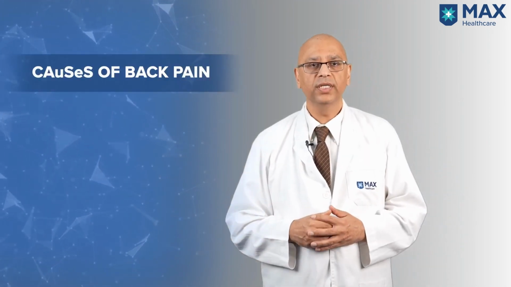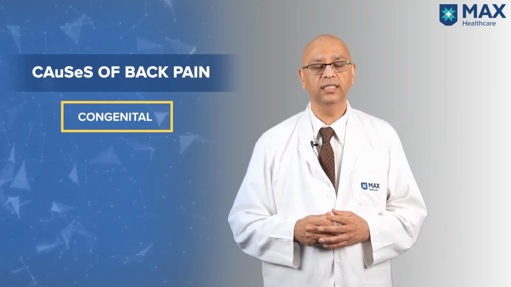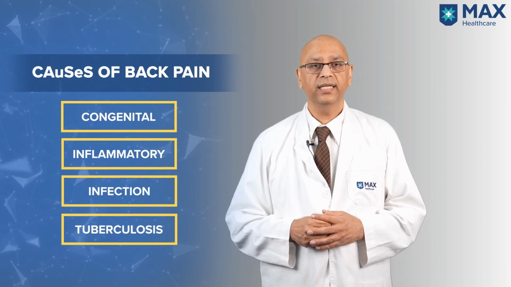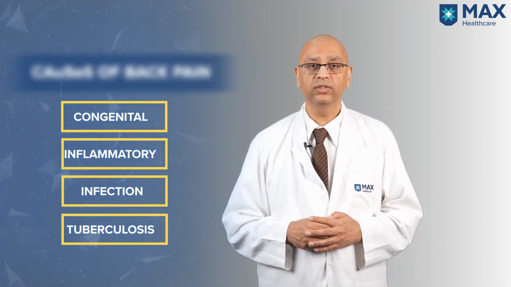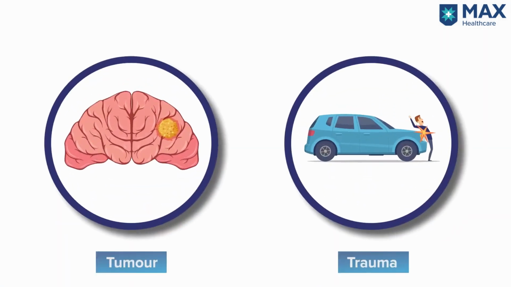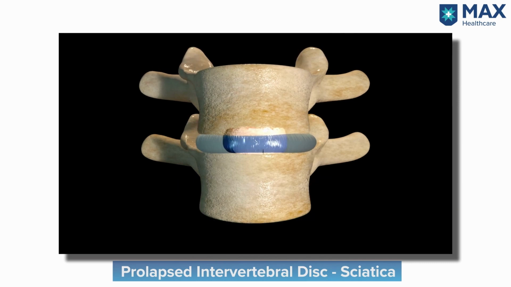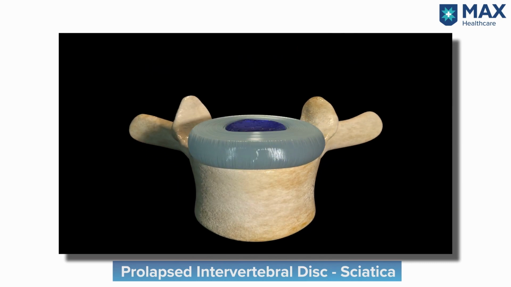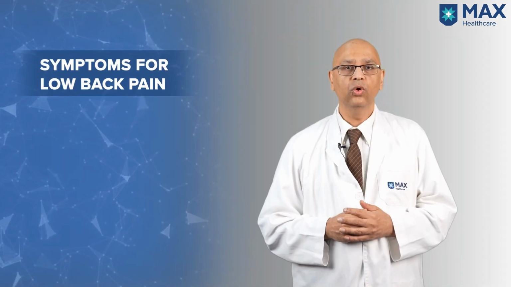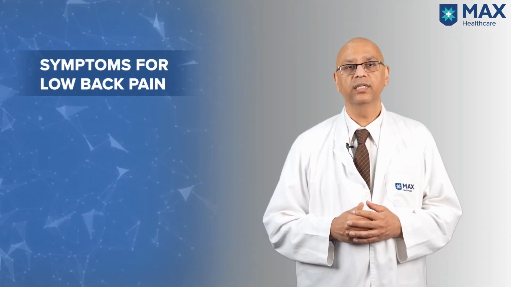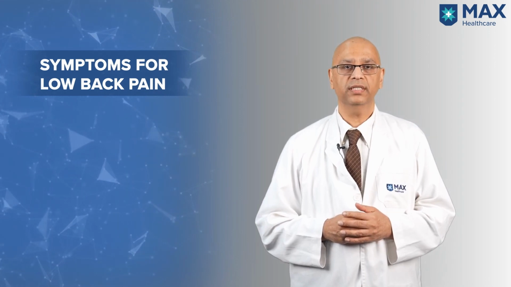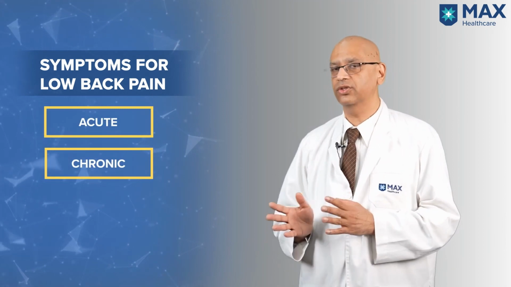Low back pain has numerous causes, the commonest being congenital, then inflammatory, infection, and in India, tuberculosis, we all know, is the number one cause. Other causes are tumor or even trauma. But the leading cause of low back pain in 90% of cases is prolapsed intervertebral disc, commonly known as sciatica in layman's terms. The symptoms of low back pain, or in particular prolapsed intervertebral disc, are basically classified into two: one is acute, the other is chronic.